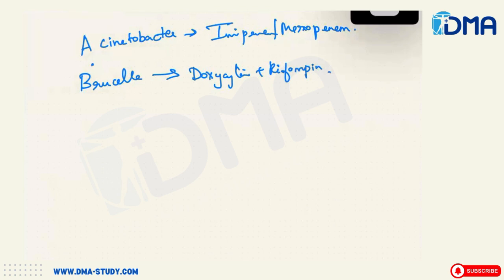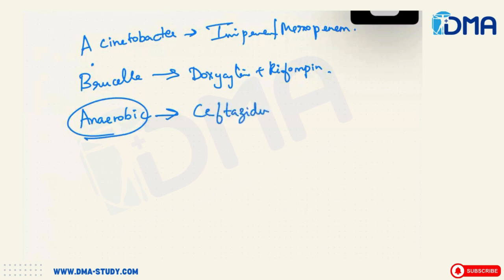Then, drug of choice for any anaerobic organism. What is the drug of choice? First drug you think of. The cephalosporin group that is used in anaerobic eradication is ceftazidime. Okay, ceftazidime is a cephalosporin group that is used in eradicating the anaerobes.